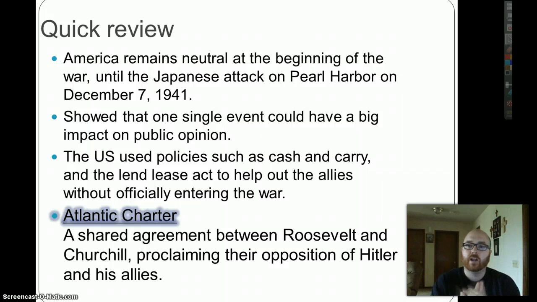Quick review. America remains neutral at the beginning of the war. We wanted to keep isolated in our shell. And then the Japanese attacked Pearl Harbor on December 7th, 1941, drew us into war, and woke a sleeping giant. It showed that one single event could have a big impact on public opinion. People who were like, I don't know if we go to war, after Pearl Harbor were like, sign me up. Where do I sign up? Let's go to war. And the U.S. used policies such as cash and carry and Lend-Lease to help the Allies out, all aid short of war. The Atlantic Charter basically says, hey, Churchill, let's be together against Hitler.